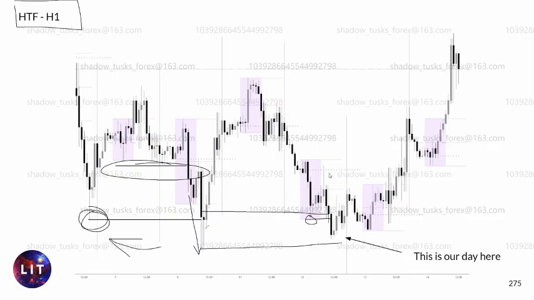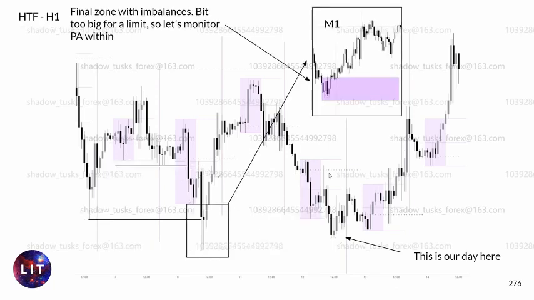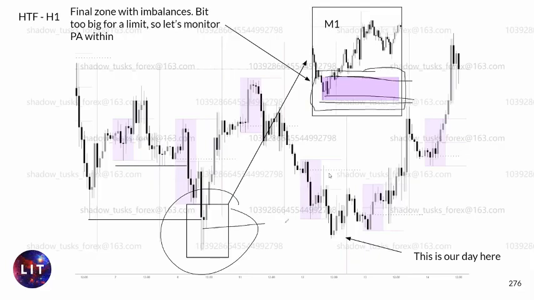So coming into this day right here, we have Asia low sitting potentially just above some mitigation within here. So let's have a little look. When we zoom into this, we can see that at the lowest point, this is our final imbalance zone, and it lines up with our final demand zone right here. So what we can do is take this zone and bring it to the left, and this could potentially be our entry approach 1.